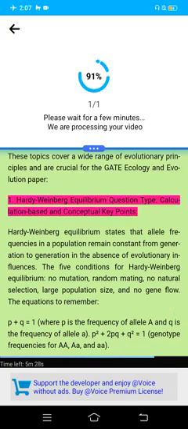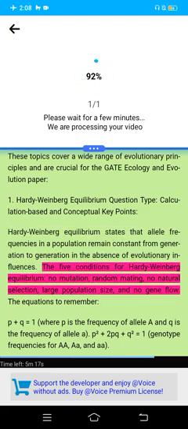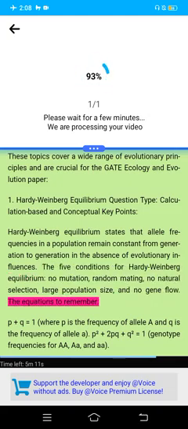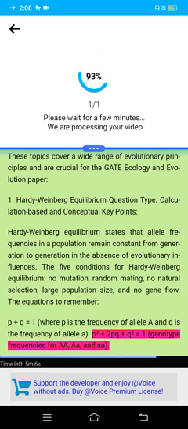1. Hardy-Weinberg equilibrium. Question type, calculation based and conceptual. Key points. Hardy-Weinberg equilibrium states that allele frequencies in a population remain constant from generation to generation in the absence of evolutionary influences. The 5 conditions for Hardy-Weinberg equilibrium: no mutation, random mating, no natural selection, large population size, and no gene flow. The equations to remember. p plus q equals 1, where p is the frequency of allele A and q is the frequency of allele a. p squared plus 2pq plus q squared equals 1, genotype frequencies for AA, Aa, and aa.